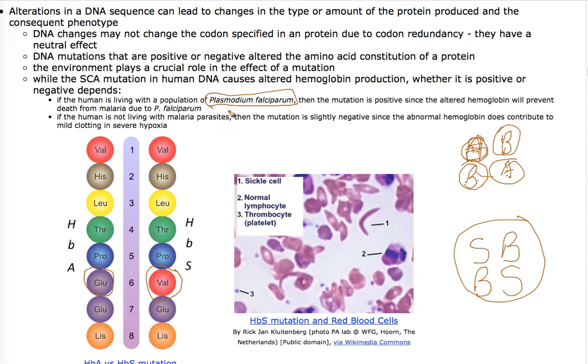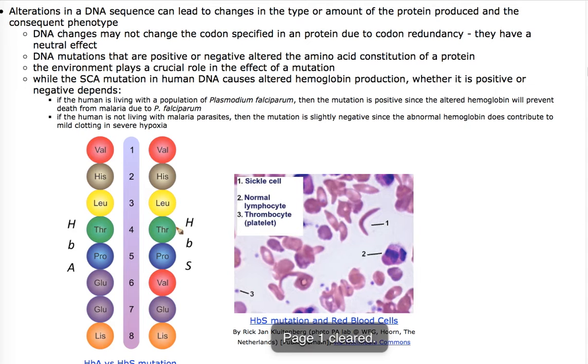So maybe 20% of all people who get infected with Plasmodium falciparum will die without medical intervention. The people that get infected with Plasmodium falciparum that only have this kind of hemoglobin have at least a 1 in 5 chance of dying. If people are carrying some of this hemoglobin in their bodies, the Plasmodium falciparum cannot kill them. They're immune to the malaria.